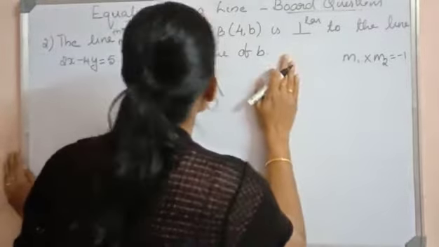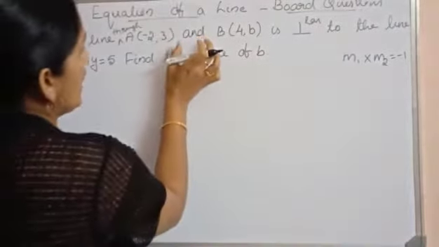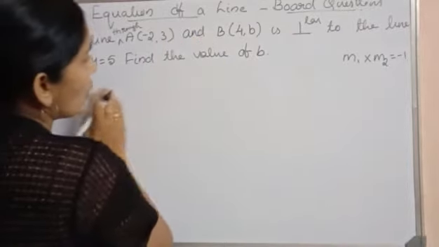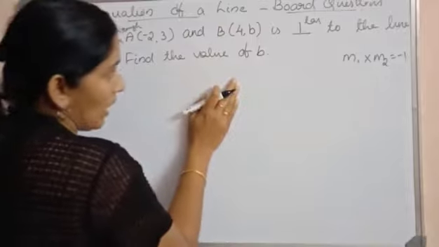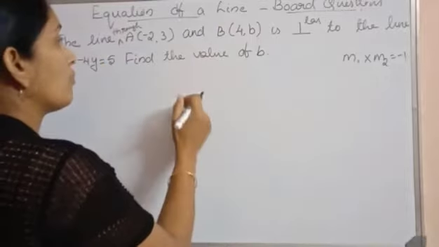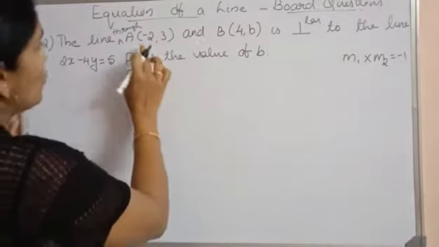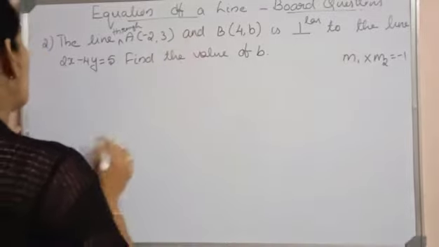So, in this case, we need to find the slope of the line AB as well as the slope of this line, and the product of their slopes is equal to minus 1. We have to substitute and then simplify. We get the value of B. Let's start doing it. So, in the first part, let's find the slope of AB.